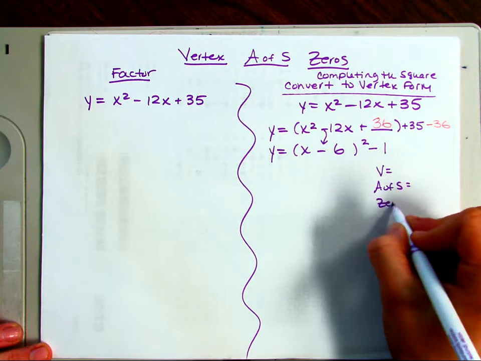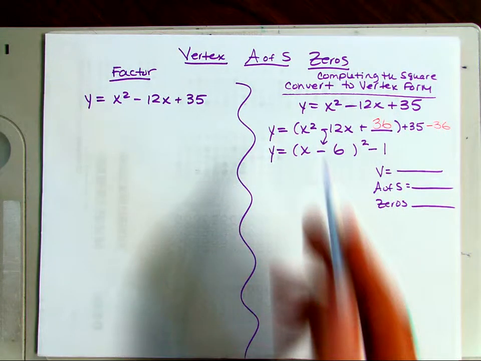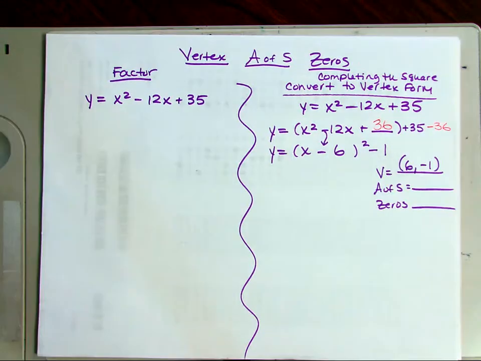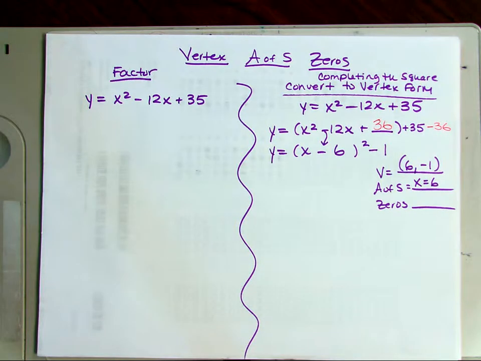Okay, remember, I'm looking for 3 things. Your vertex, your axis of symmetry, and your zeros. So, I can do what now that it's in vertex form? Find the vertex, which is 6 comma negative 1. If I know the vertex, I know the axis of symmetry, right? It's just not 6. x equals 6. It's an equation. It's a line. Now, I want you to stop and think about this. If you know the vertex first, how can you find the zeros?